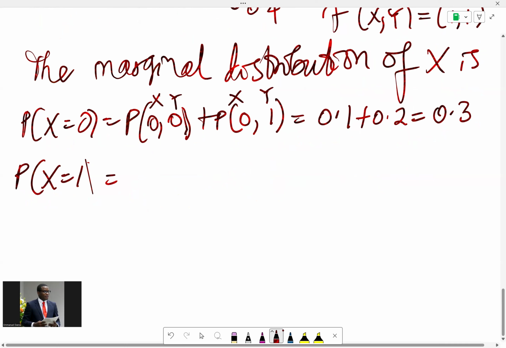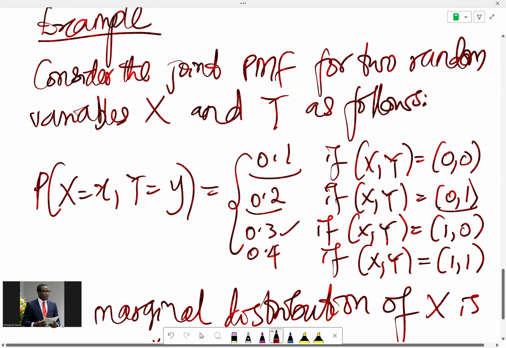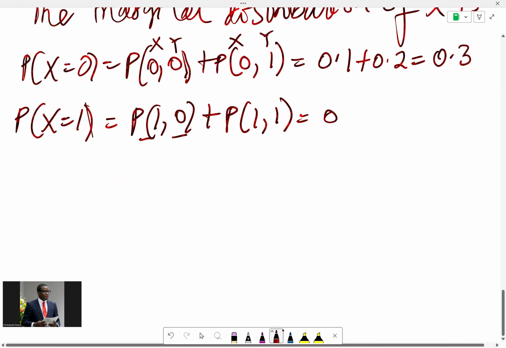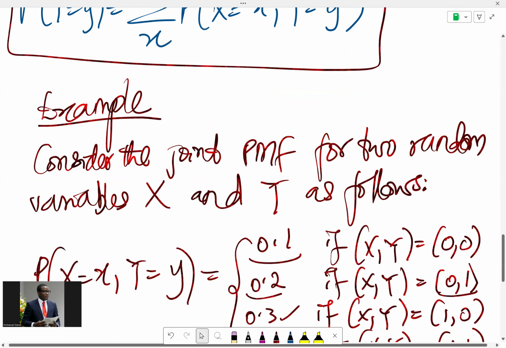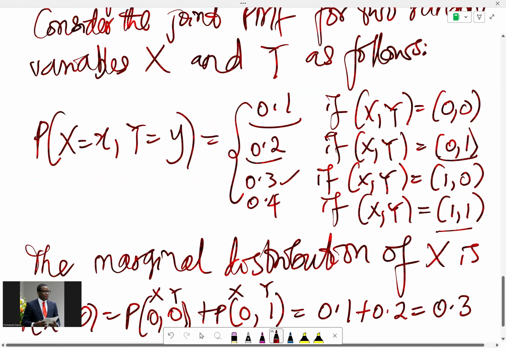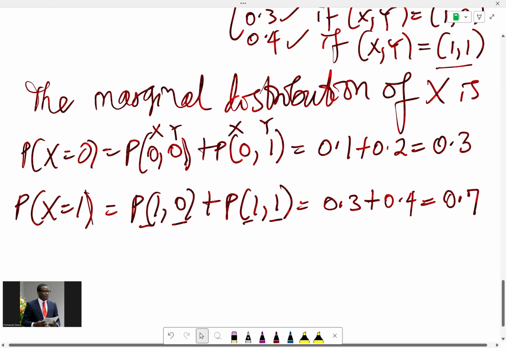Then we can also find the probability that X is equal to 1. That would simply be the probability that you have 1, 0 plus the probability of 1, 1. Or simply means addition. When X is 1 and Y is 0, the probability is 0.3, plus when X is 1 and Y is 1, from the PMF, we have 0.4. And the probability that X is 1 is simply 0.7. Okay, so that's that for the marginal distribution of X.